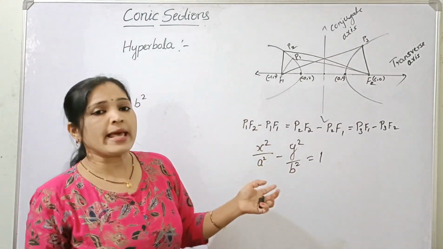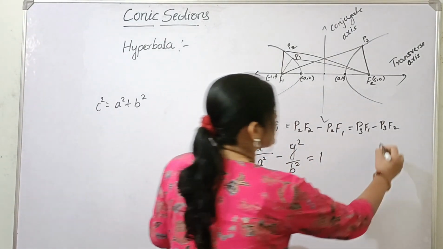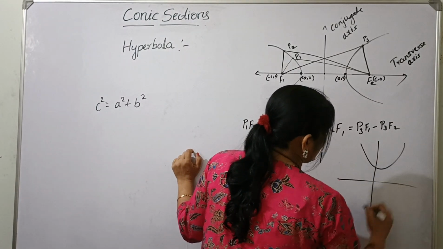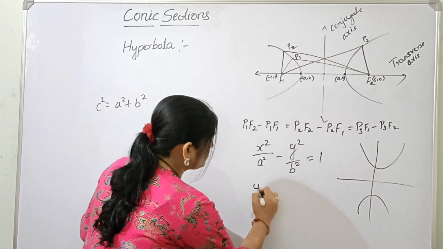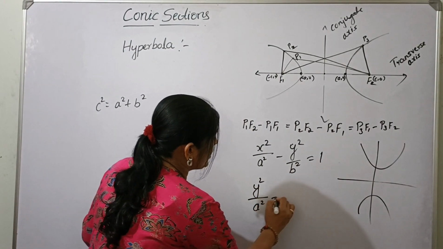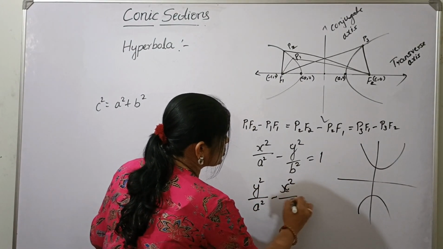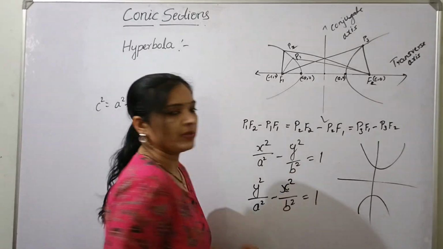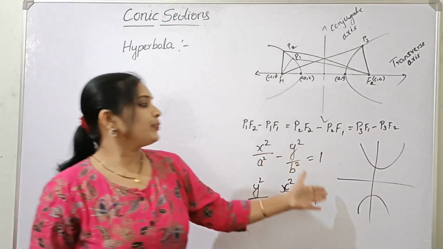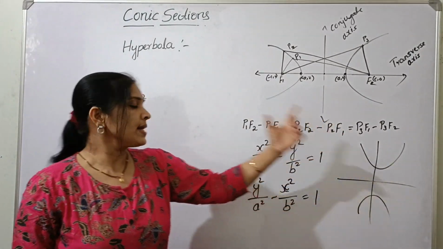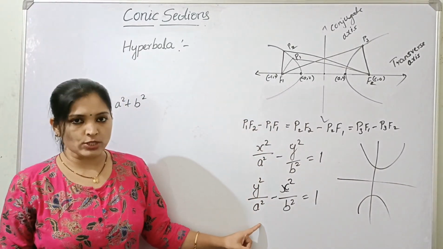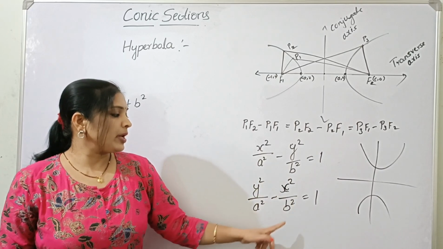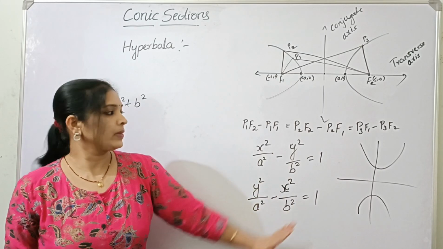If the hyperbola is along the y-axis, that means if the hyperbola is in this way, what is the equation? If the hyperbola is along the y-axis, the standard equation of the hyperbola is y squared by a squared minus x squared by b squared equals 1.